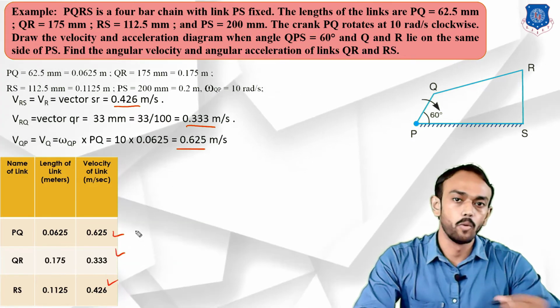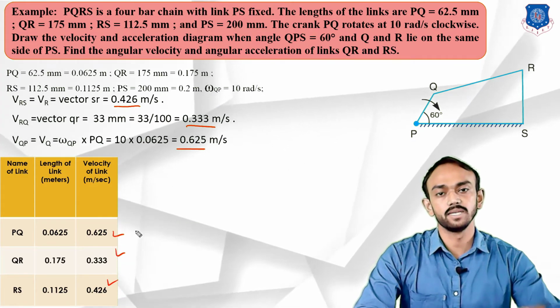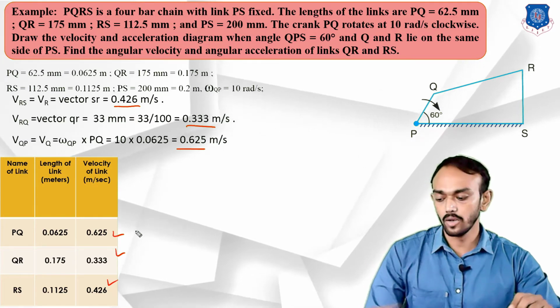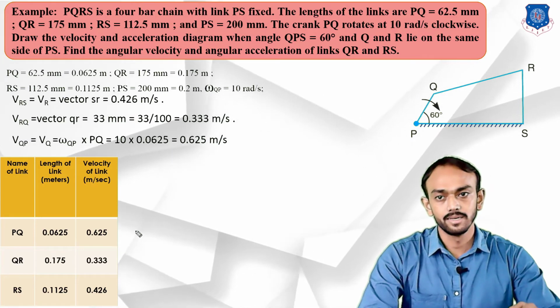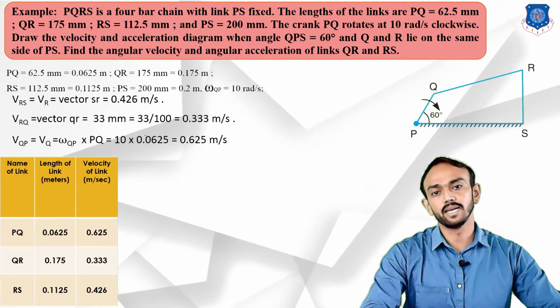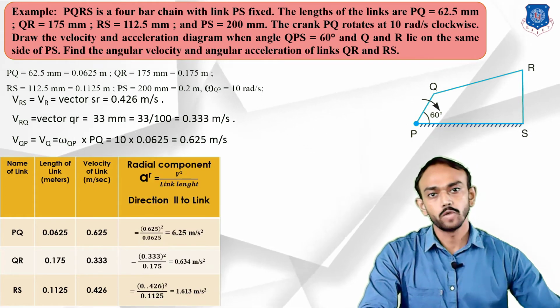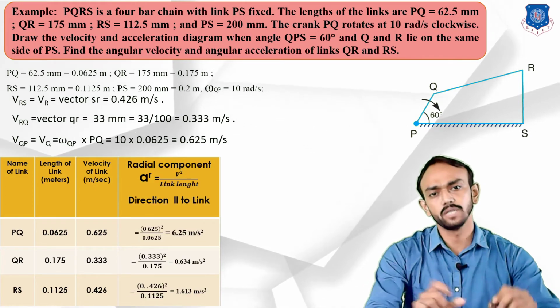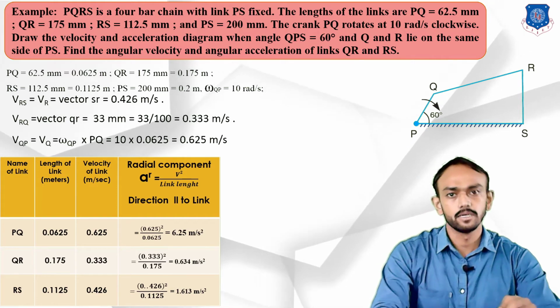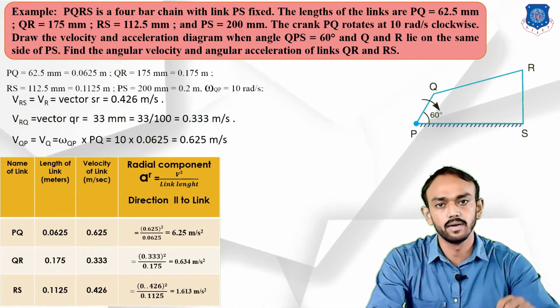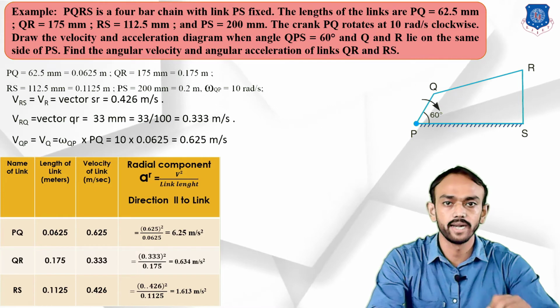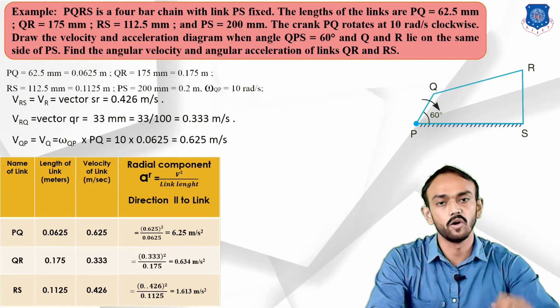Now the most important points of this example are the radial component and the tangential component. Let's find the radial and tangential components. As you know, the radial component is the velocity squared divided by the length of the link. So we have already found the velocity and length. So we will find the radial component of all three links.